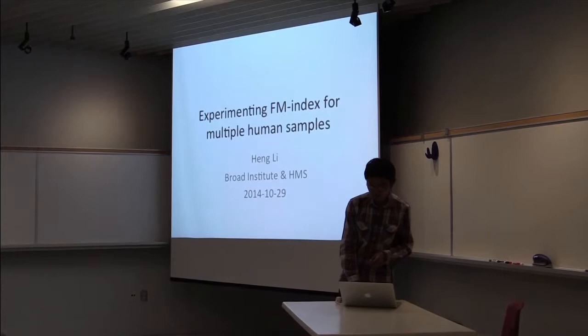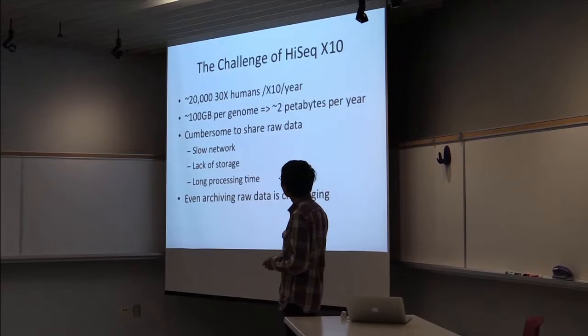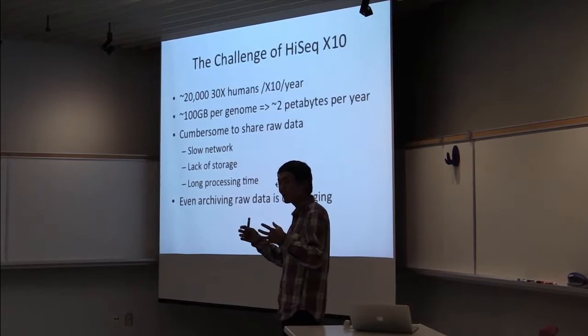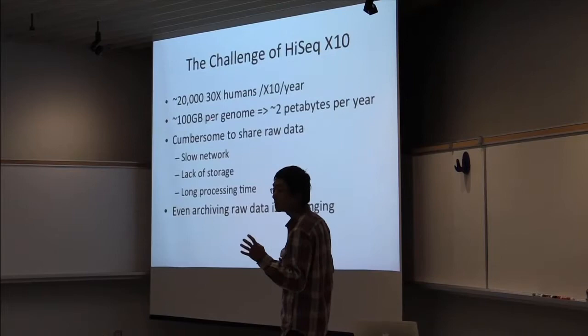I'm going to start from the HiSeq 10 that Illumina released earlier this year. The HiSeq 10 is a set of machines. There are 10 machines in one set. You have to buy at least 10 machines. And for this set of machines, Illumina promises 20,000 genomes at 34x coverage per year.